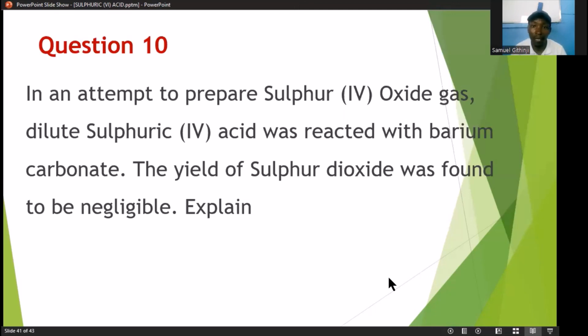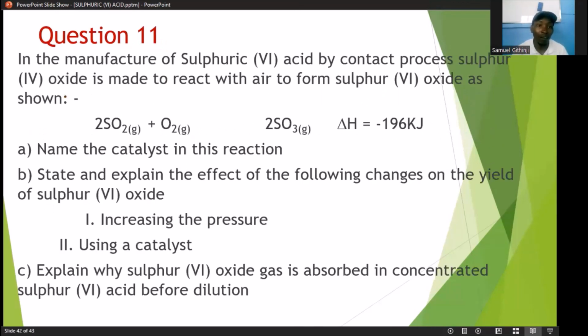Question 10. In an attempt to prepare sulfur oxide, dilute sulfuric acid is reacted with barium carbonate. The yield of the sulfur oxide was found to be negligible. Explain. Whether they twist the question or not, be wise, be a smart student. Okay, like that one. Yes.